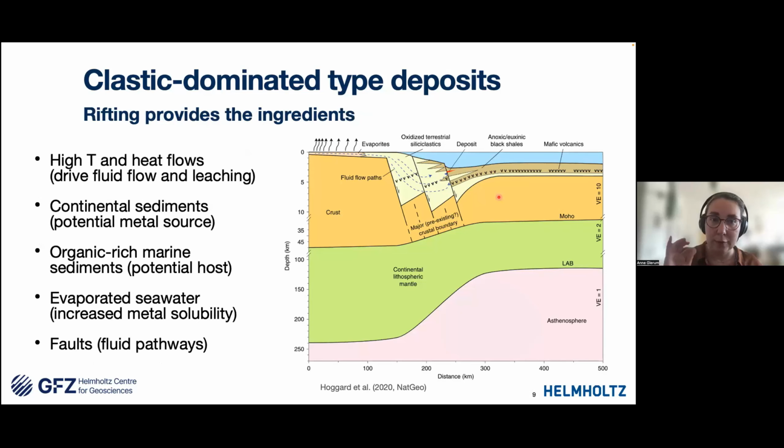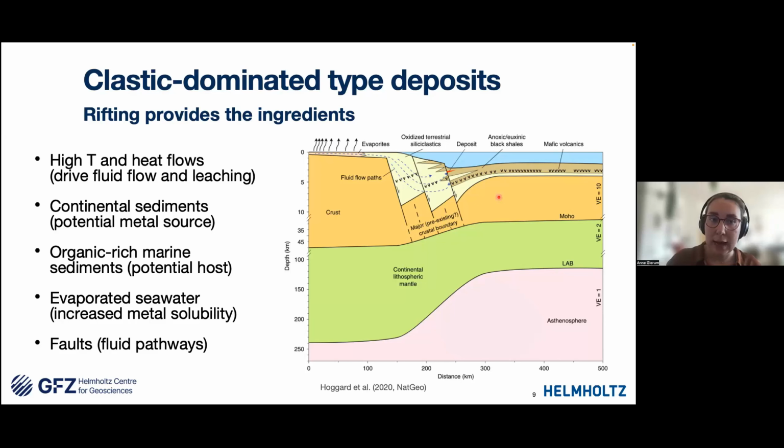So rifting actually provides the components of the mineral system that we think are important. There are high temperatures and high heat flows in rift systems that drive fluid flow and also increase the solubility of the metals. The rift shoulder erosion provides continental sediments to the system that can act as a source for the metals. The organic rich, reduced marine sediments can act as host. And then seawater evaporation leads to saline brines that have increased metal solubility. And then of course there are faults that can act as the fluid pathways.